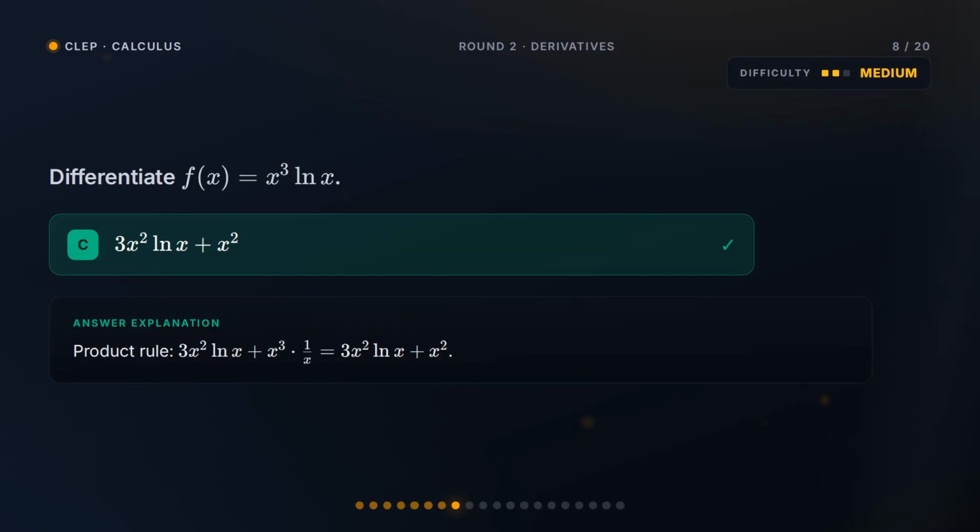Using the product rule, the derivative is 3x squared times natural log of x plus x cubed times 1 over x. The second term simplifies to x squared, giving 3x squared natural log x plus x squared.